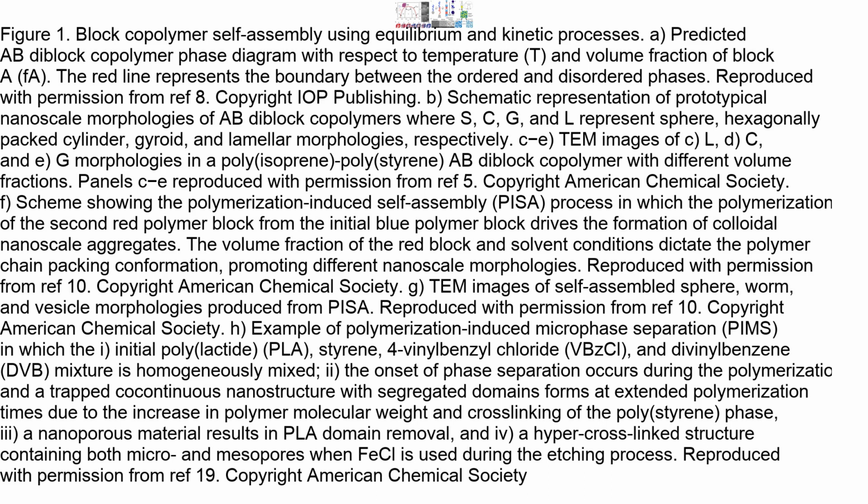Panels G and H show TEM images of self-assembled sphere, worm, and vesicle morphologies produced from PISA. The significance of Figure 1 is that it demonstrates the ability to control the structure and morphology of polymer materials using reaction-induced phase transitions. The images and plots in Figure 1 show the different nanoscale morphologies that can be achieved through equilibrium self-assembly and kinetic processes such as polymerization-induced self-assembly.